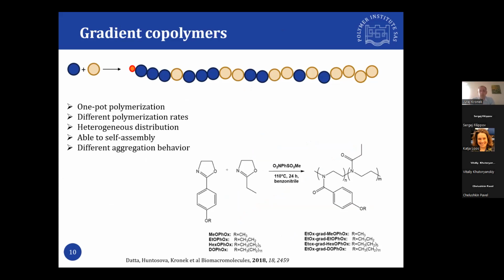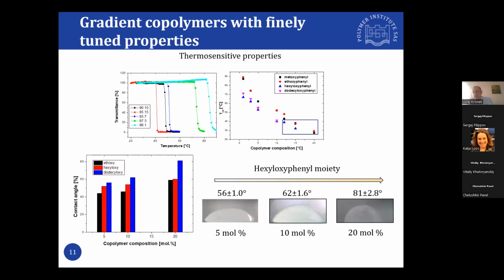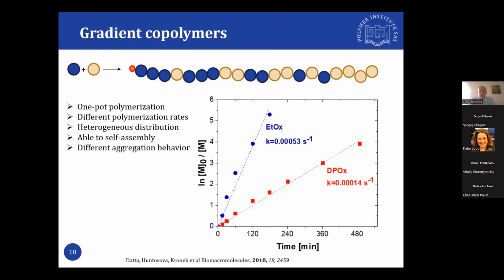Therefore, we decided to extend the lipophilic part in our copolymers, and we prepared gradient copolymers based on ethyloxazoline and phenyloxazoline, with different alkyl chains from ethyl to dodecyl. The gradient character was proved by the kinetics of the copolymerization, where you can see the difference between the polymerization rates: the rate of ethyloxazoline is about 5 times higher than phenyloxazoline. It means at the beginning of polymerization, we will have a polymer chain enriched in ethyloxazoline, and in the next stages, the lipophilic comonomer will be polymerized.